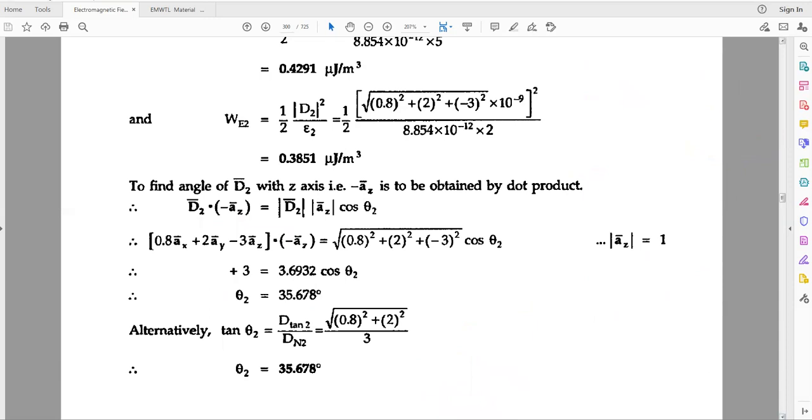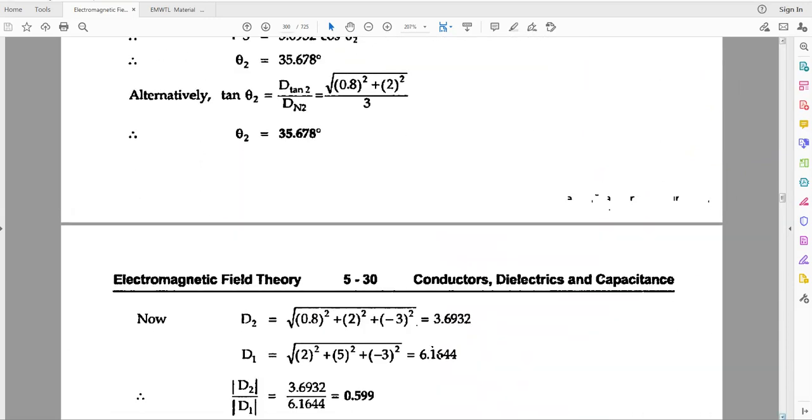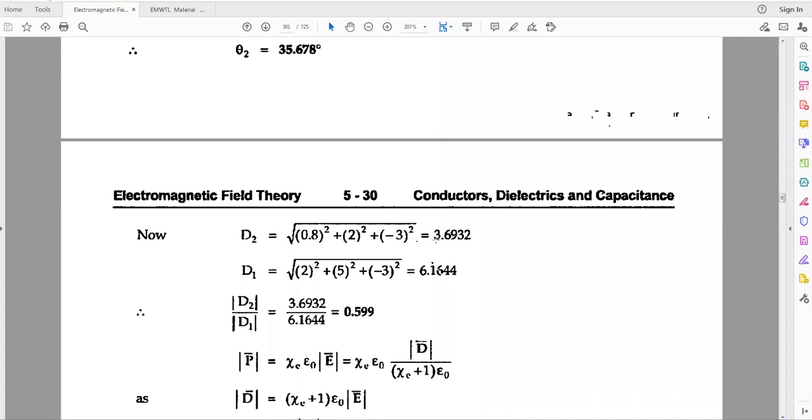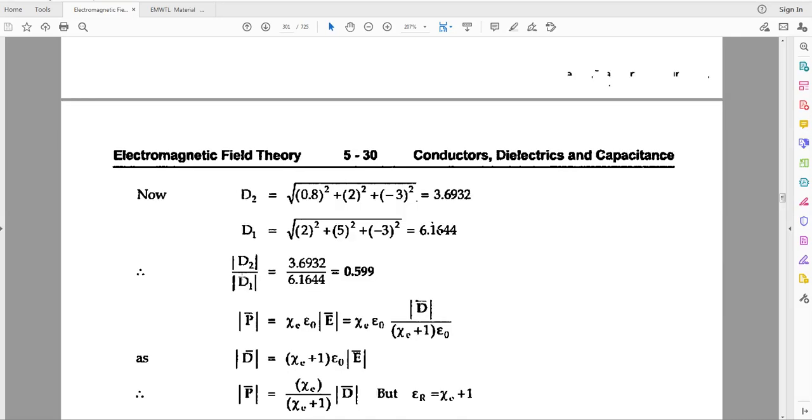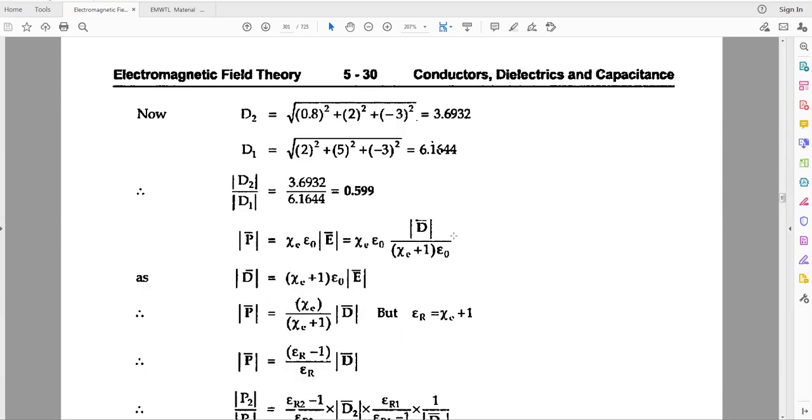And the last one in this: D2 bar is equal to 30.3692, and D1 is 6.19, and they're asking for the ratio between the magnitudes of D2 by D1. Magnitude means the AX bar coefficient, AY bar coefficient, and AZ bar coefficient. We get D2 and D1, and the ratio between these two is 0.599.